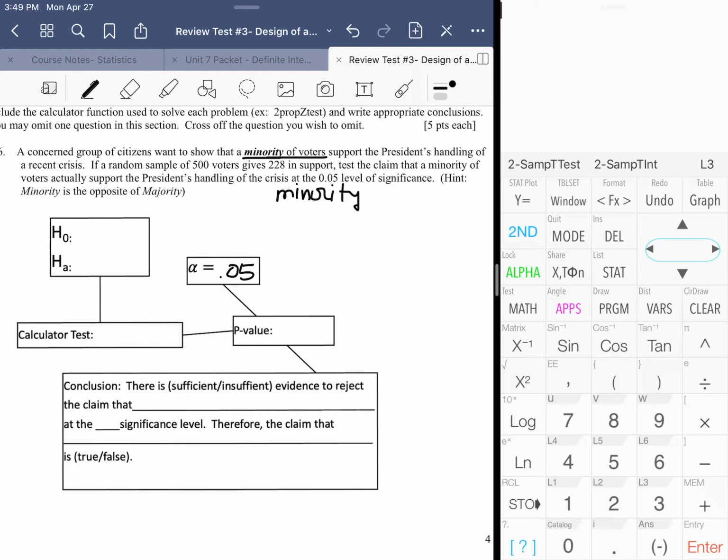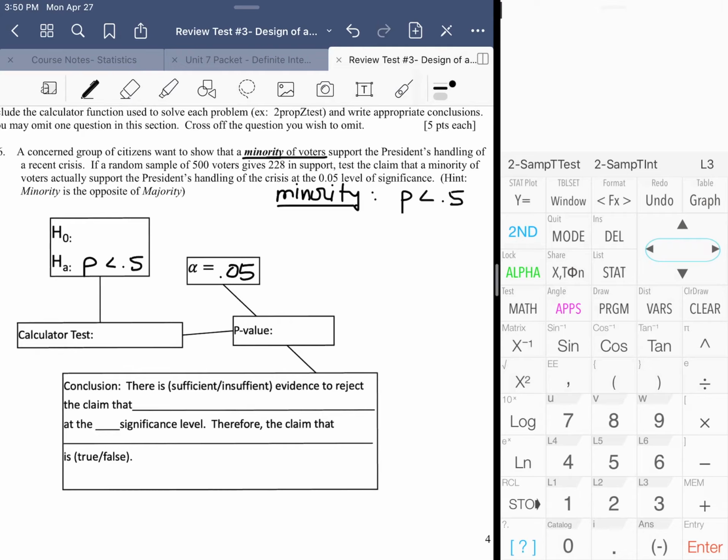Now, a minority of voters. Minority is the opposite of majority, mathematically. So what it means is that the population proportion is less than 0.5. All right, so that's all we're asked to find here: whether or not it's true that the population proportion is less than 0.5.